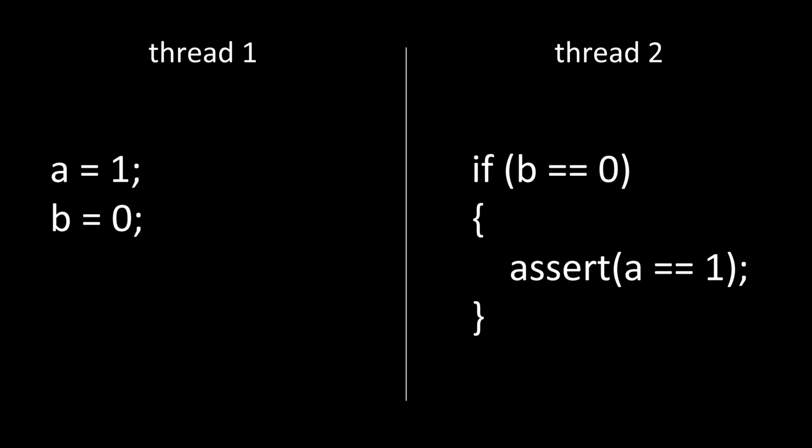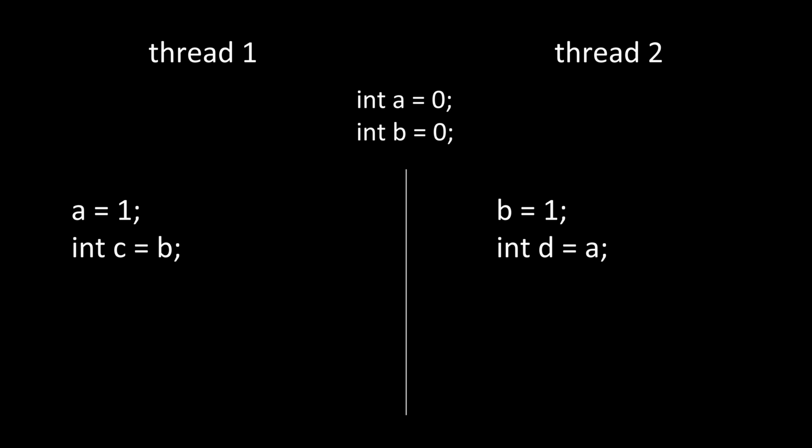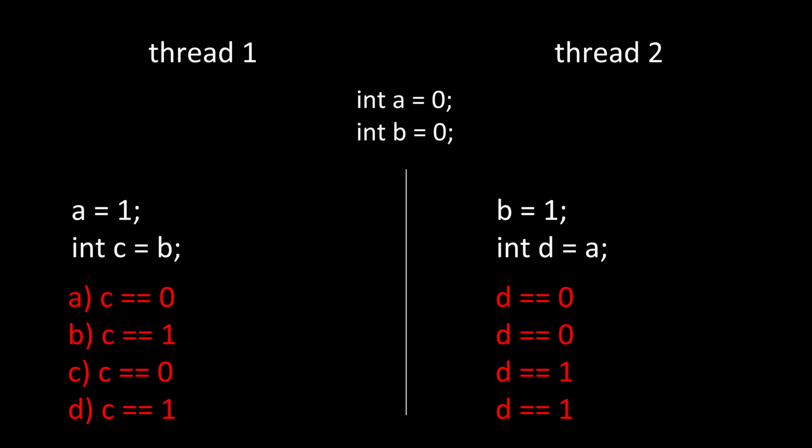There is another form of reordering, runtime reordering, which can be done by the CPU. This is a harder one to wrap your head around, since it can apparently violate causality of events. Let's take a look at a classic example. What would be the value of C and D when both threads complete their execution? A: 0, 0. B: 1, 0. C: 0, 1. D: 1, 1.